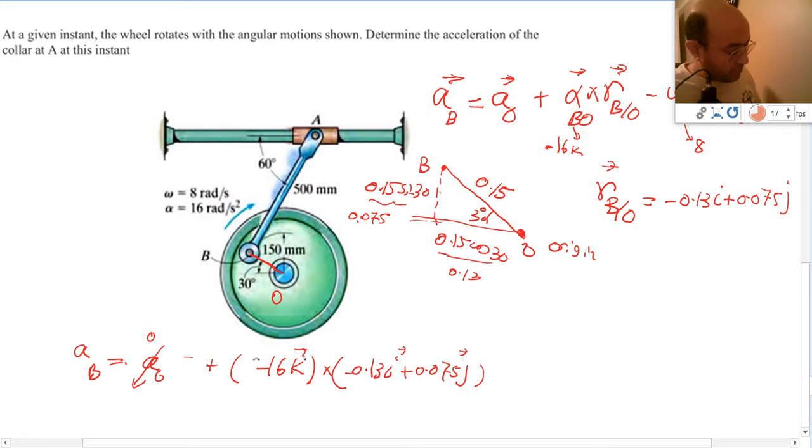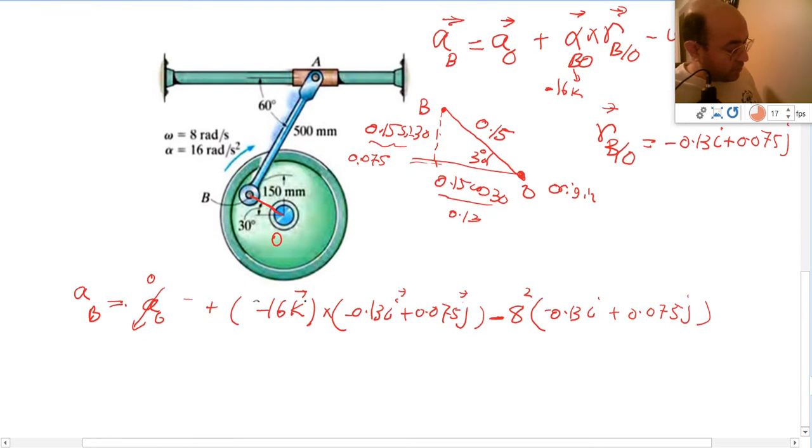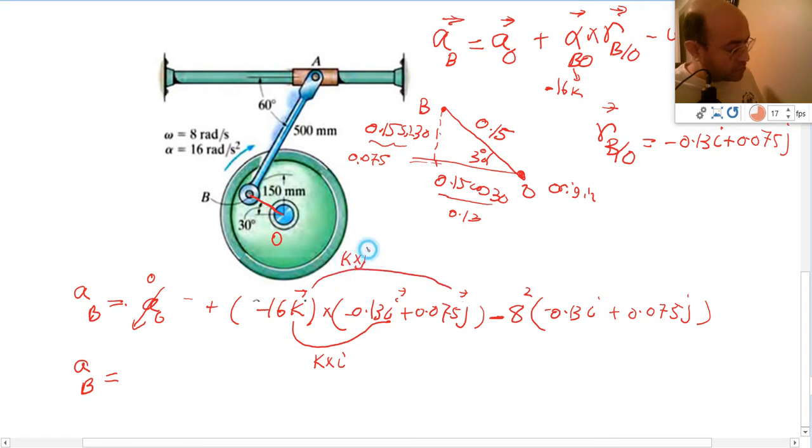Now I have these two. I'm going to move on. Next one is minus omega square. Omega square is 8 to the power of 2 into minus 0.13 I plus 0.075 J. So let's simplify it. I can say acceleration of B is equal to, I have K cross I down here, and up here I have K cross J.